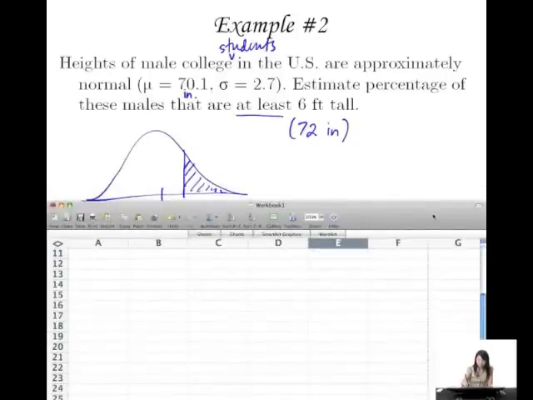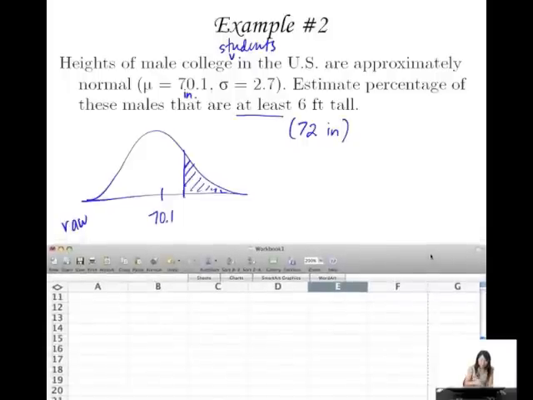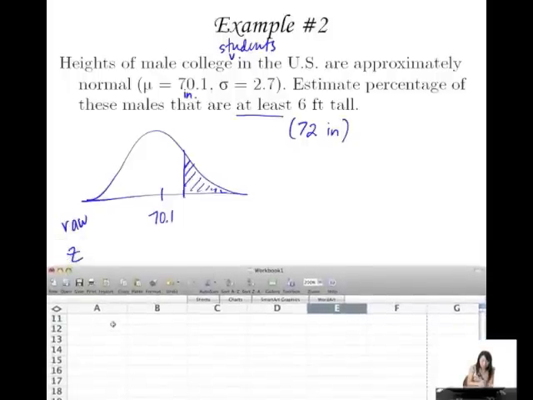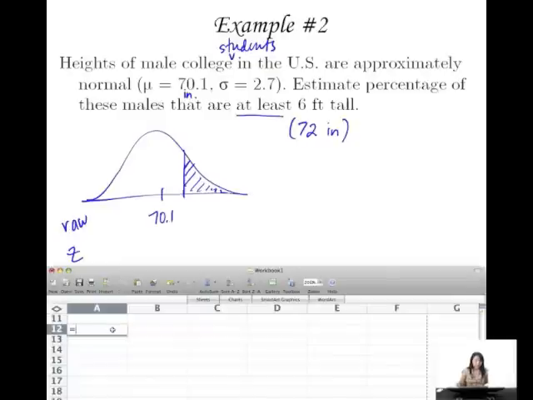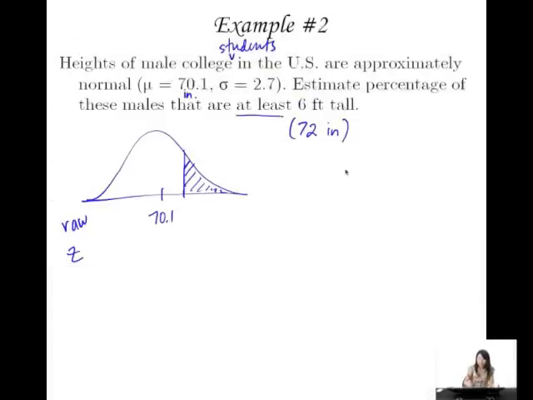Let me move down. All right, so let's find the z-score for this. In order to find my z-score for 72 inches, actually, let me write the formula here.